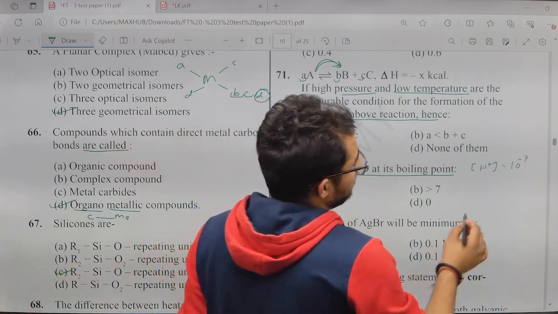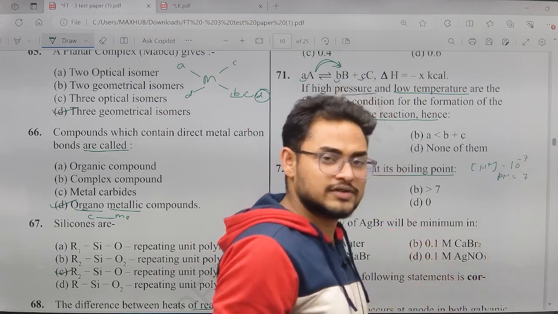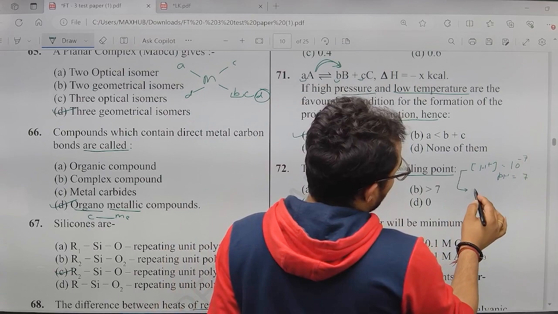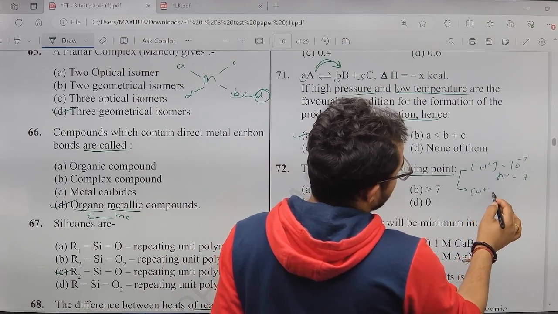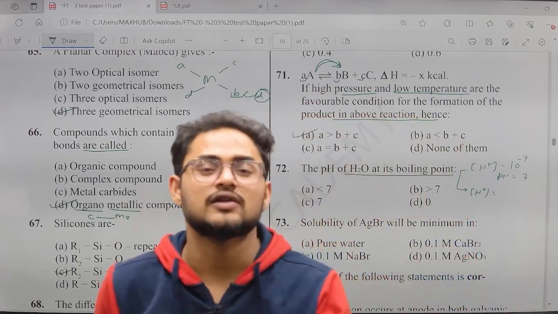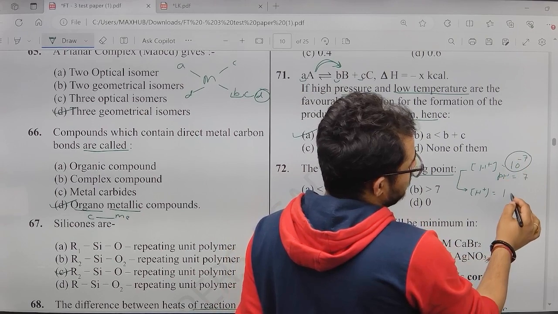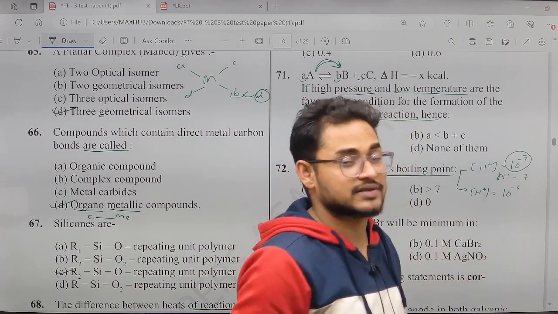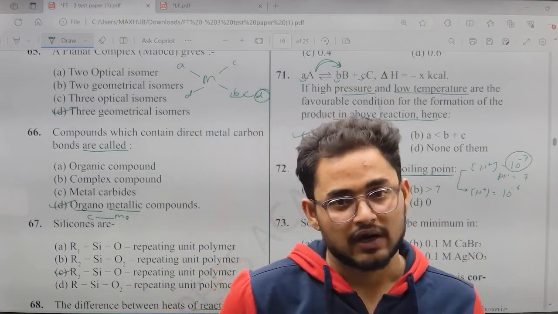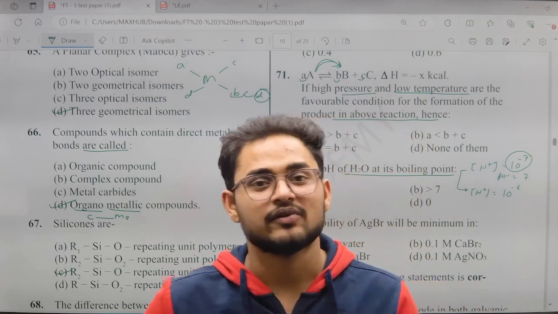If I calculate pH, it will be 7, the negative logarithm of this, minus log H plus. And if I increase the temperature, as we know, on increasing the temperature ionization will increase. Suppose 10 to power minus 7 increases to 10 to power minus 6. Yes, 10 to power minus 6 is a greater number than 10 to power minus 7. We know the higher the negative power, the lesser the value; the lesser the negative power, the higher the value.